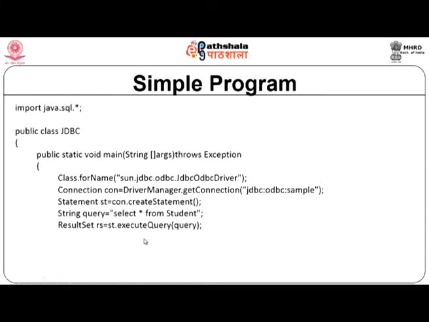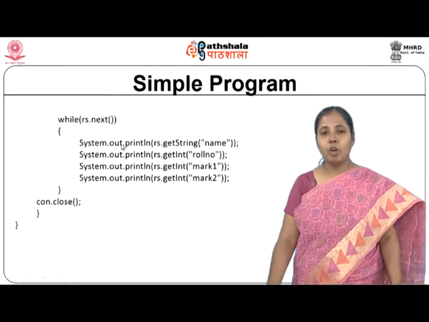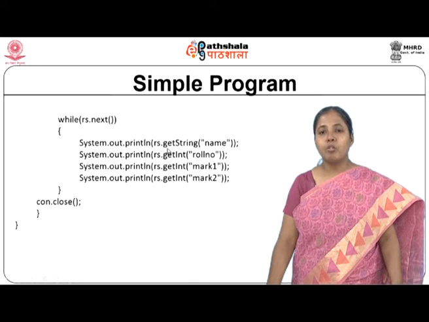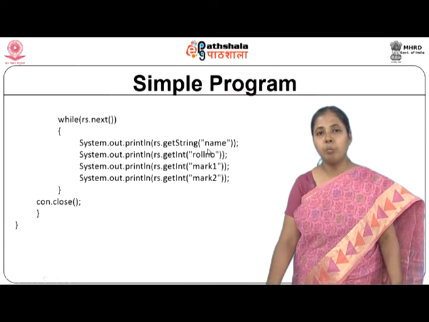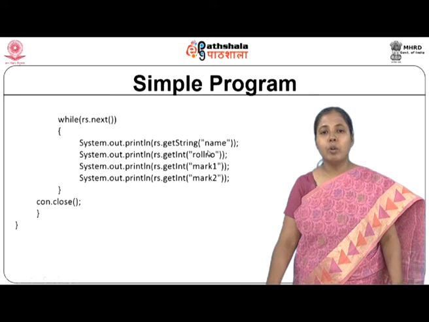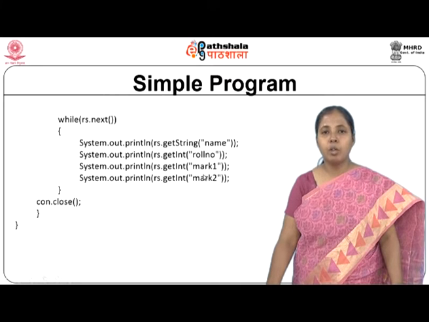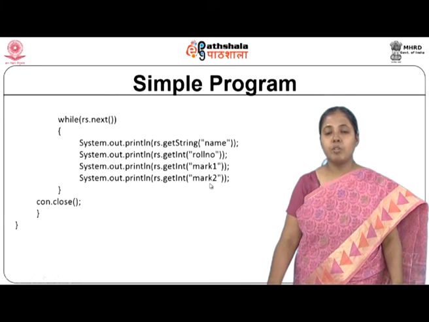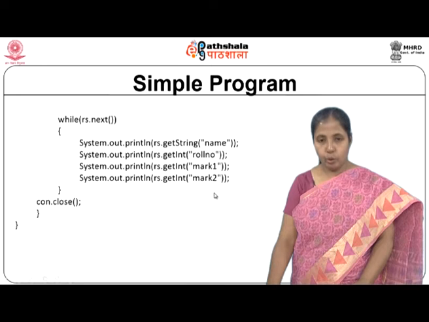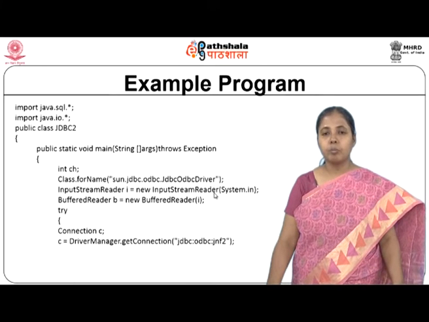Once your statement object is ready, you can execute your SQL statement. You can use the method called executeQuery and give your query string, which is a select statement. You execute your query string, which would return a result set. Now you can process the result set. You are trying to retrieve the name, roll number. Here we have given the column name and not the column index. So, you give the first field name, roll number, the next field names are mark1 and mark2. So, you retrieve all of these.